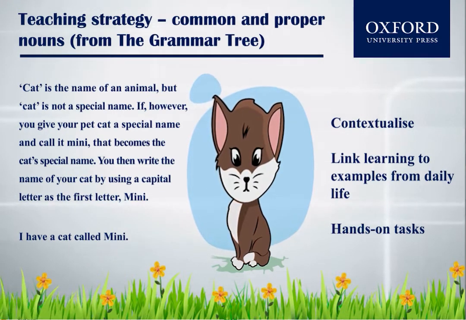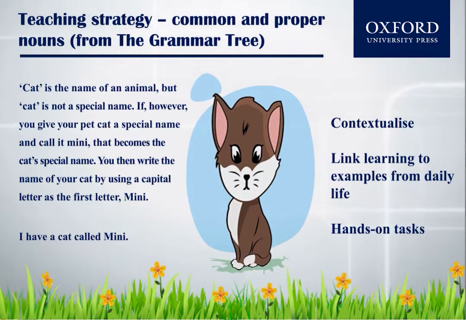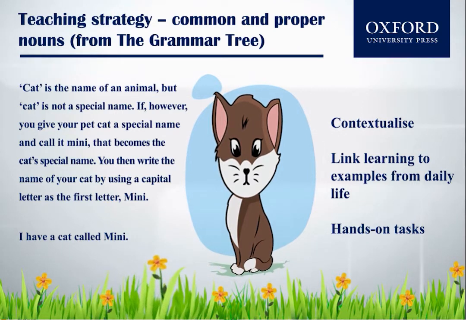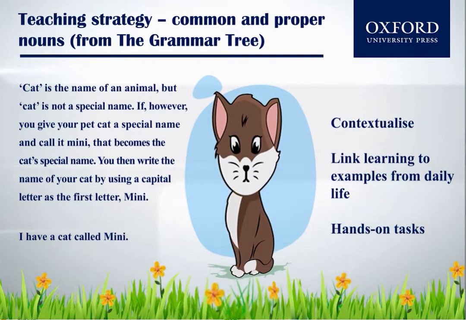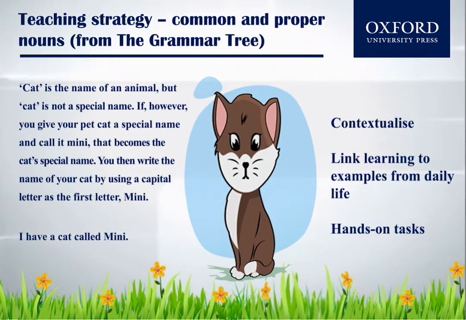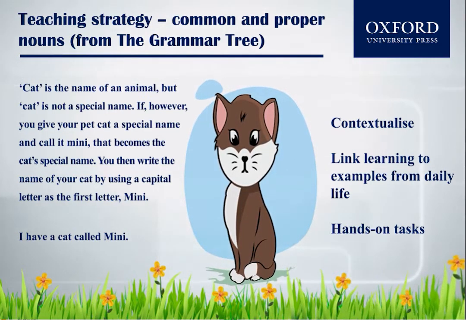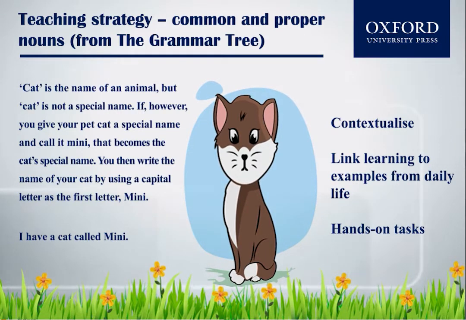And if it's unique and has a special name, it can be set apart from the others that they see outside their house. And that special name would be a proper noun written with a capital letter. All the others would be common nouns. Children would learn through linking the story and the discussion in class to examples from daily life. They then move on to hands-on tasks where they get to practice and experiment with what they have learned through the exercises presented in the book.